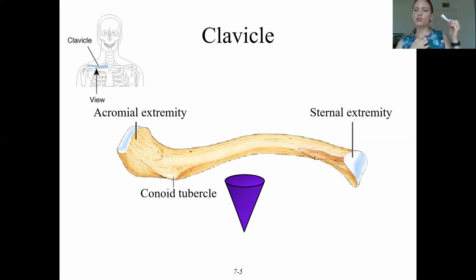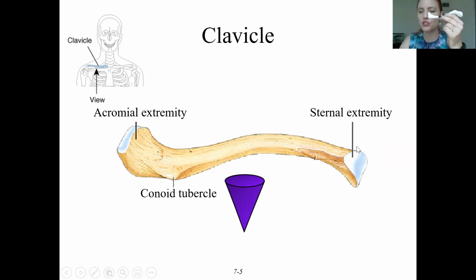For the clavicle, remember that's the collarbone right here. That acts like a strut that connects your arm to your axial skeleton. So it's like this long bone here. For this one, I want you to notice that both ends of the clavicle look different from each other. You have one end that is pretty square and kind of blunt. It just sort of ends.